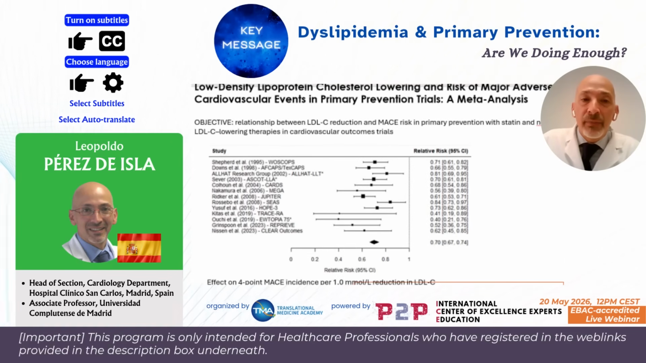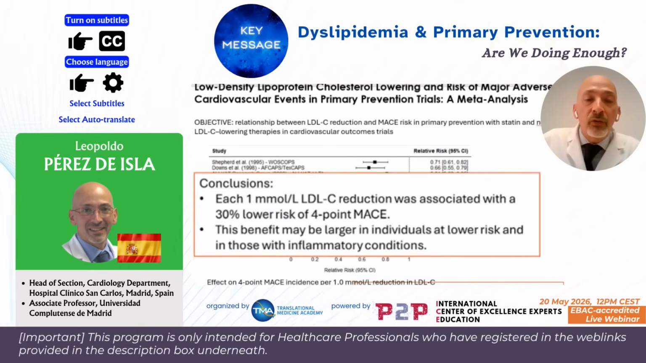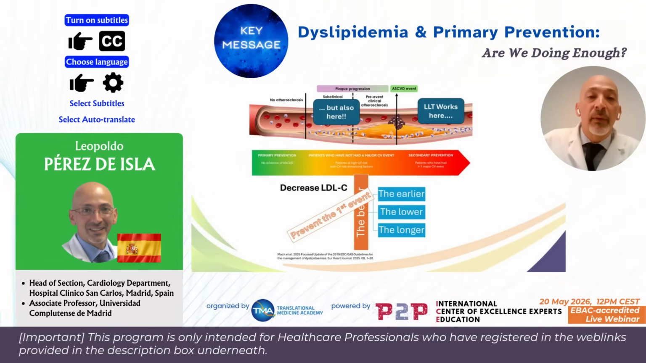I think this is a very nice message, the one that comes from this meta-analysis. This meta-analysis, which enrolled thousands of patients, says that each millimole per liter of LDL cholesterol reduction reduces the 4-point MACE by 30%. And we are talking only about people without a previous cardiovascular event. And this benefit may be even larger in individuals at low risk and in those with chronic inflammatory conditions. So lipid-lowering therapy works after the acute coronary syndrome, after unstable angina, after the stroke, but it also works before it happens.